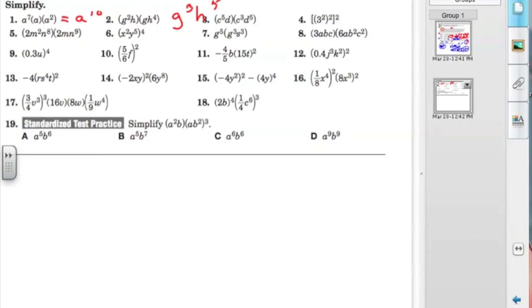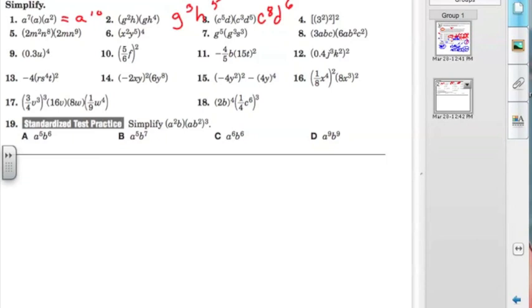All right. If we go over to the third problem, I look and I have 5 c's being multiplied by 3 more, so I add those all together. So I have a total of 8 c's being multiplied. In the d's, I have 1 d being multiplied by 5 more, so I have d to the 6.